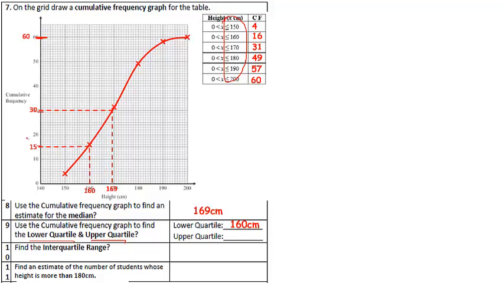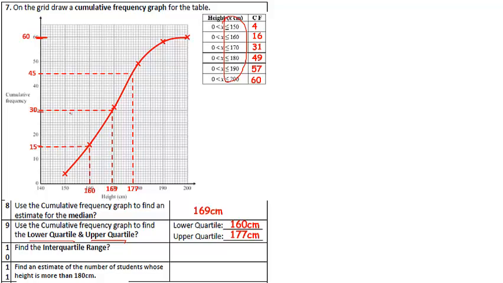To work out the upper quartile, I'm going to add these two numbers, 15 and 30, the numbers I used for my median and my lower quartile. And so I'm going to go across from 45. That there is going to give me 177. If your numbers are slightly out from mine, that's not a problem. One or two out, the examiners have a margin of error for this.